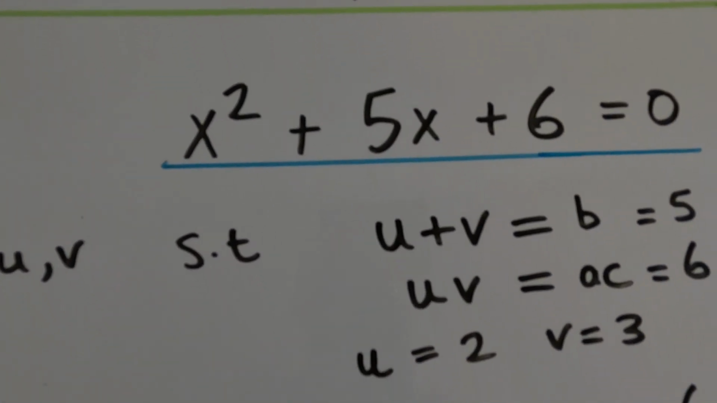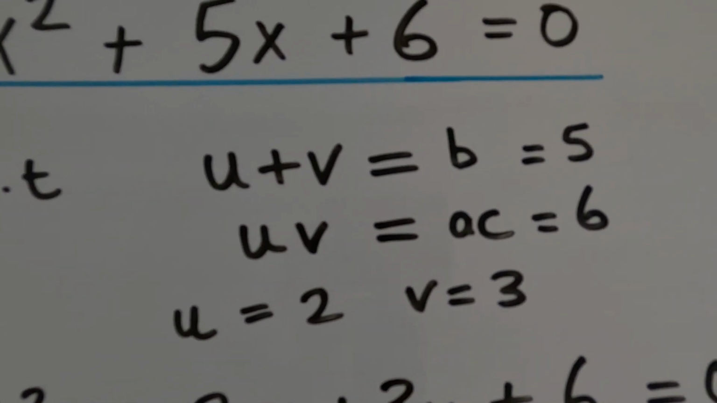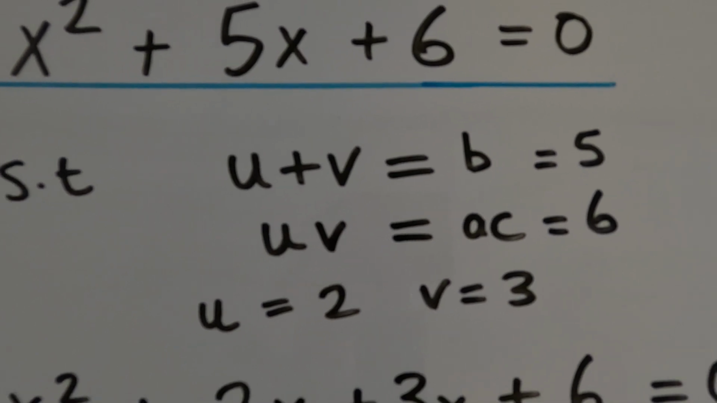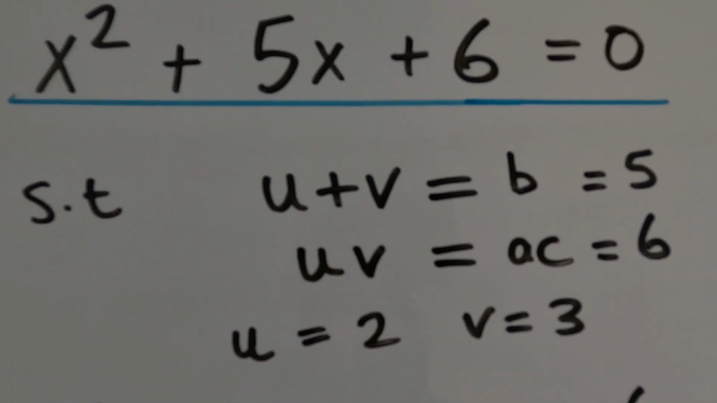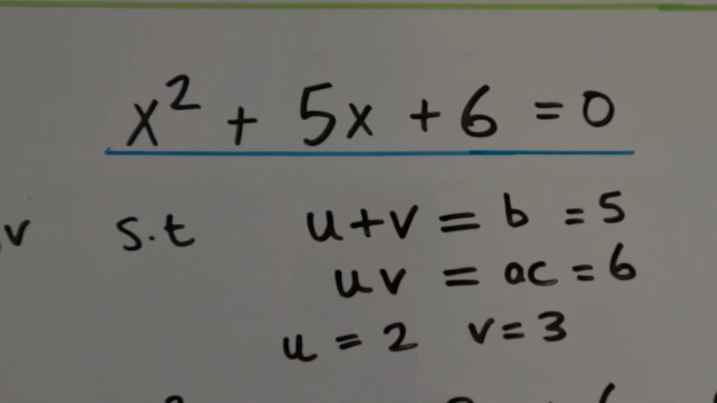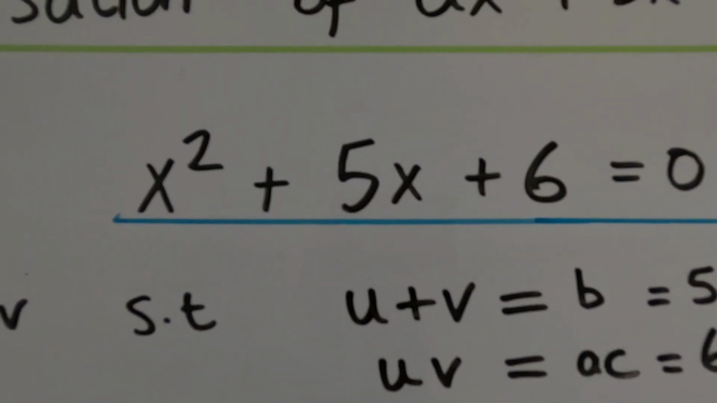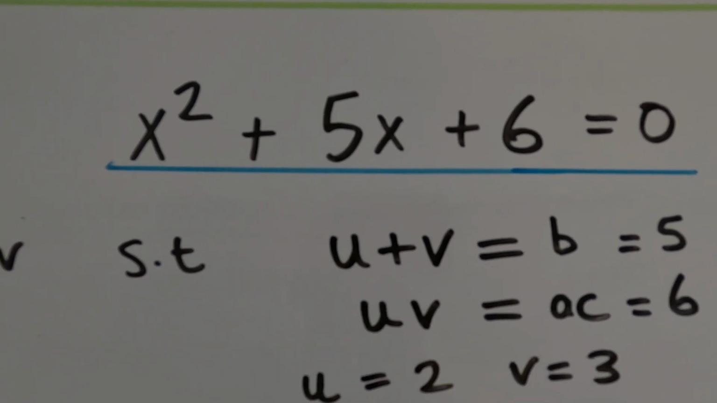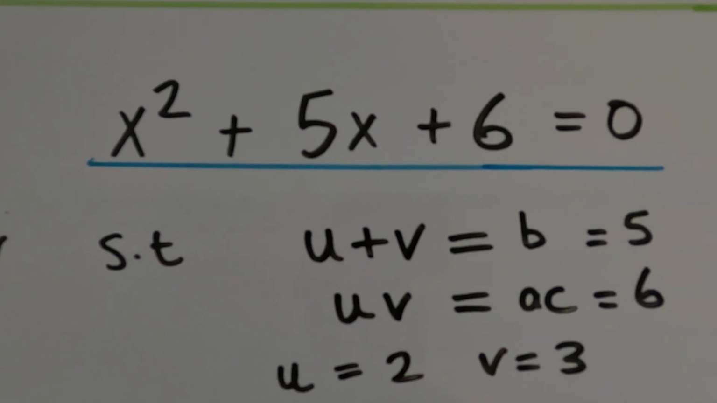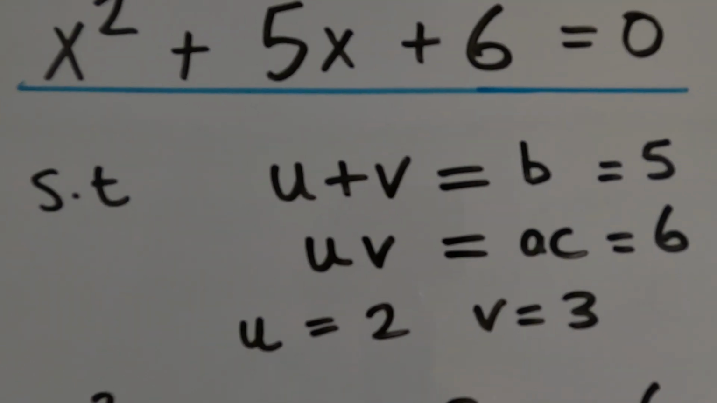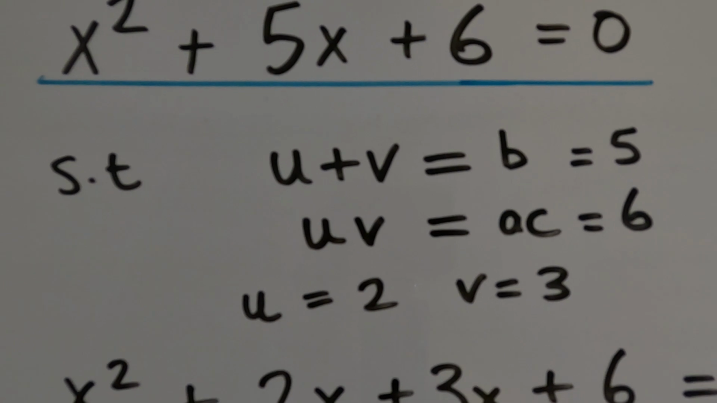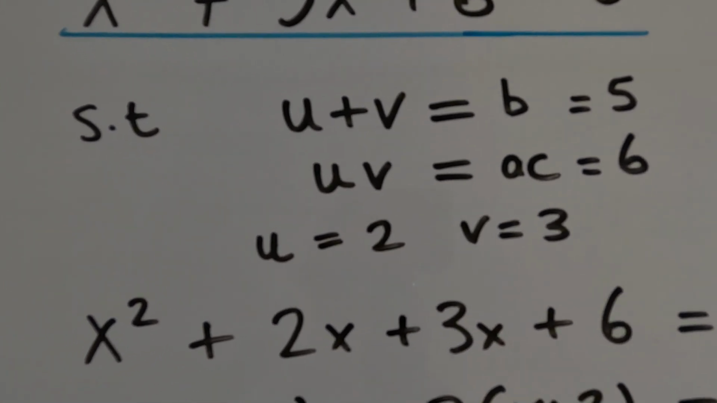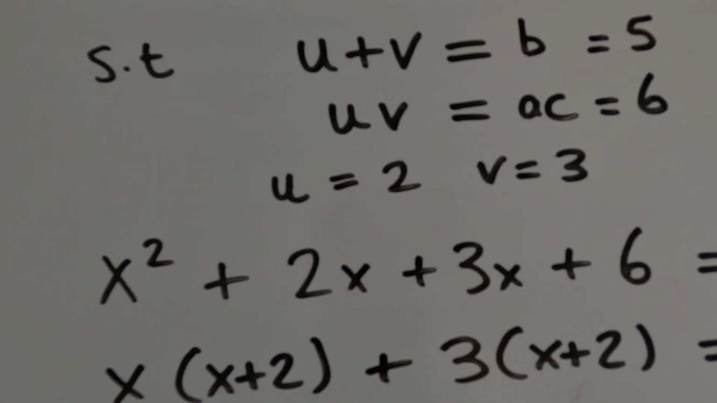So let's do this example. Find two numbers that add to 5 and multiply to 6. So the answer is 2 and 3. Now with those numbers, we can split the b term. So bx, which is 5x, will become 2x plus 3x. So it will become ux plus vx in a general sense. But we won't write u and v here. We'll just write 2 and 3.